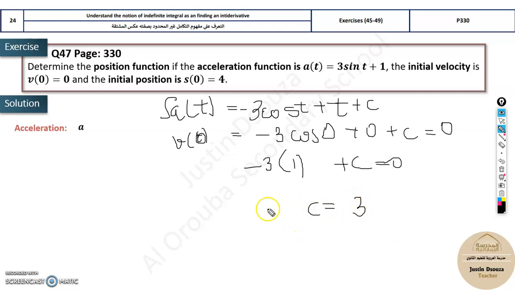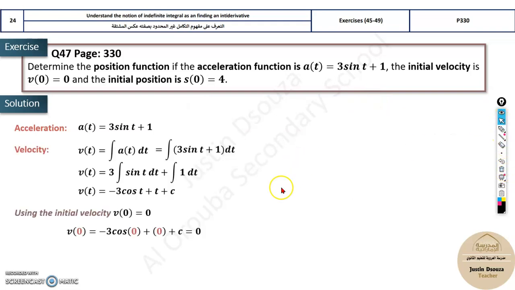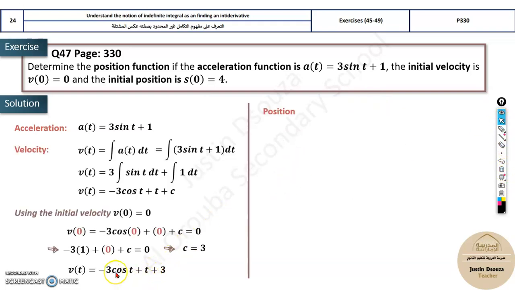This is the answer for velocity. Now this is the equation: minus 3 cos t plus 3 is the answer. Let us see it written over here. See what happens? Minus 3 cos t plus 3. So this is the velocity. Now we did just now in the last problem from velocity to position.